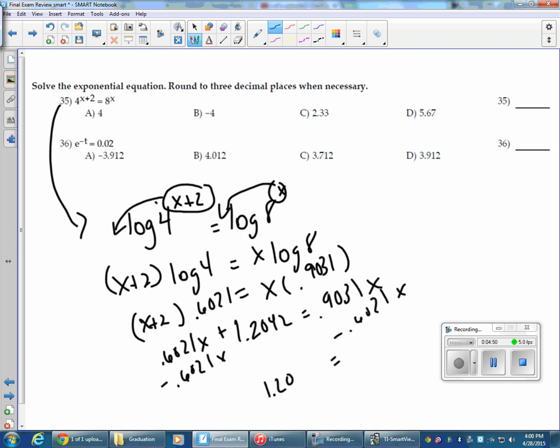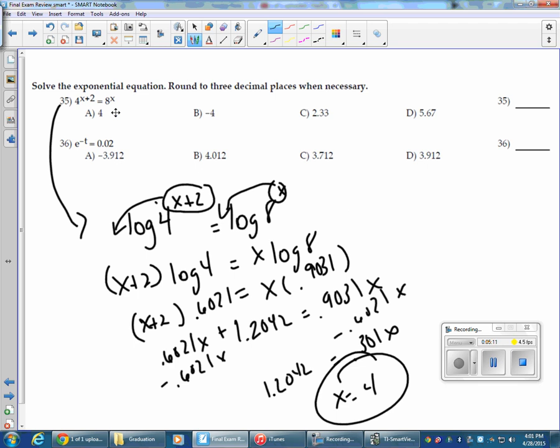1.2042 equals 0.9031 minus 0.6021 is 0.301x. Divide, and I get basically, rounded, x equals 4.